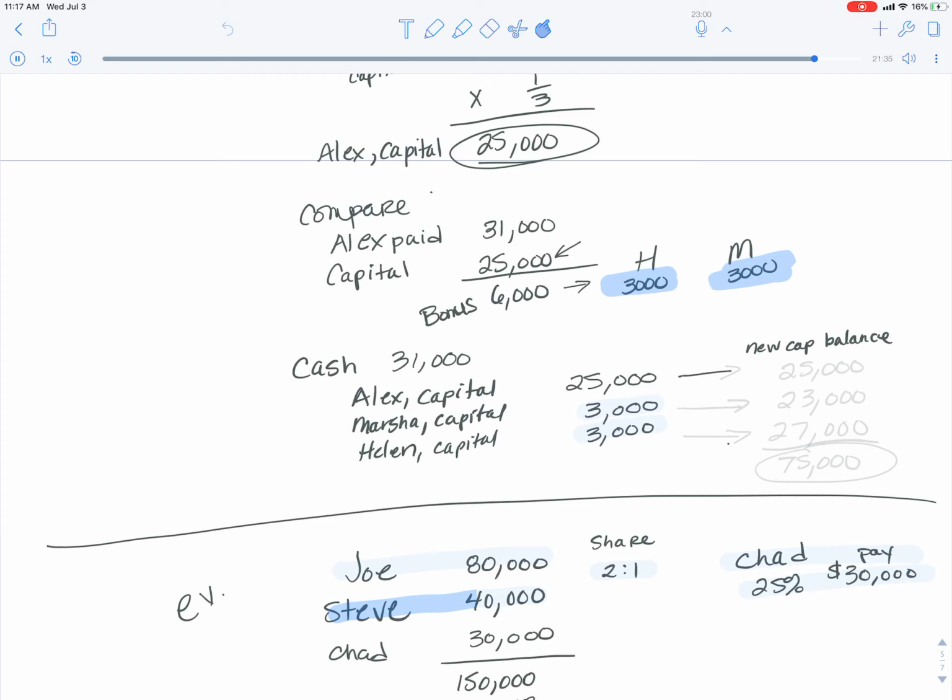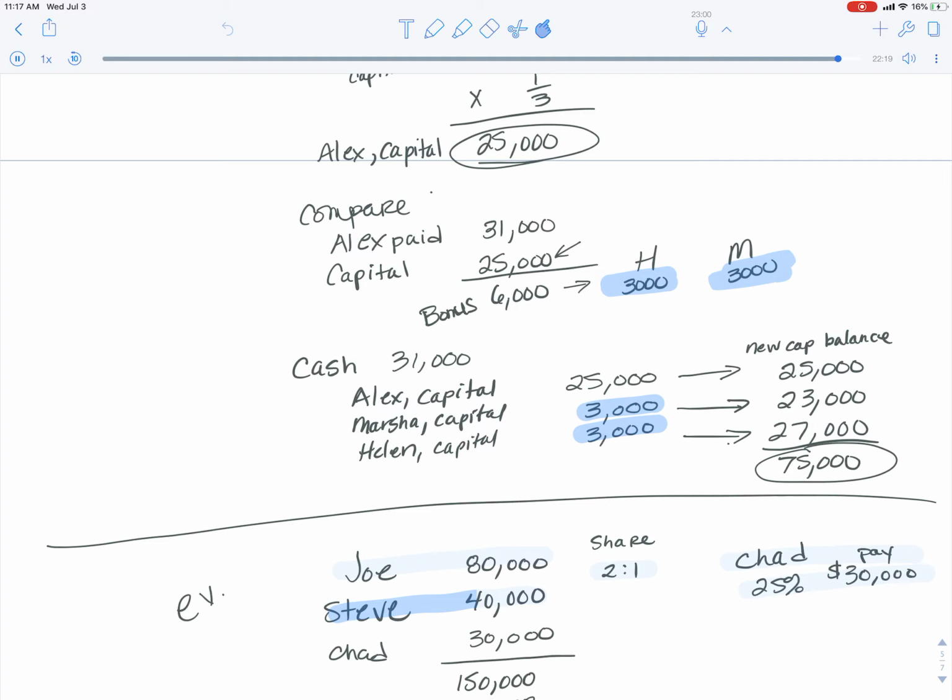So think about, what's the new capital account balance? Well, Alex gets the $25,000. Marcia previously had $20,000 in her account. We just added another $3,000. So Marcia now has $23,000 in her account. And Helen had $24,000 to start off with. We just added $3,000. And so now there's $27,000 in Helen's account. So there's a total of $75,000 in all capital accounts, and that's what we were expecting right here, and that's what happened. This is how it got divided up.